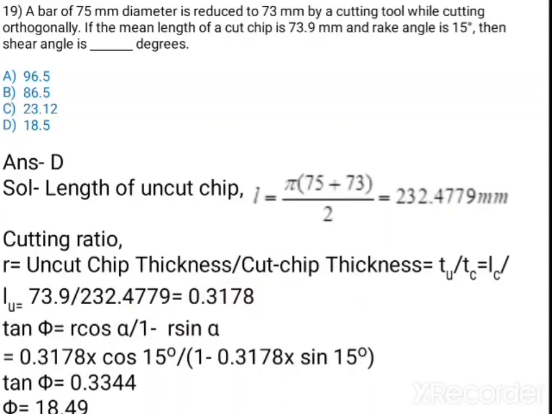Then tan phi is equal to R cos alpha divided by 1 minus R sin alpha. From that regular relationship we can find out the shear angle phi, and that is 18.49, so 18.5 is right, and option number D is the right one. So very easy question, just remember this formula: length of uncut chip L is equal to pi d by 2, pi (d1 plus d2) by 2.